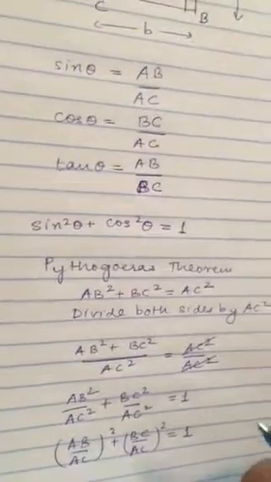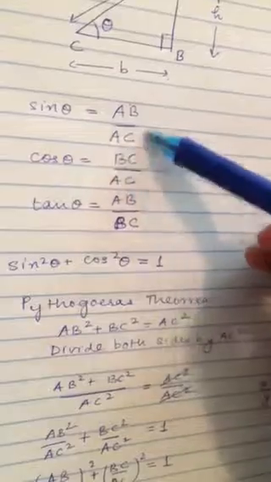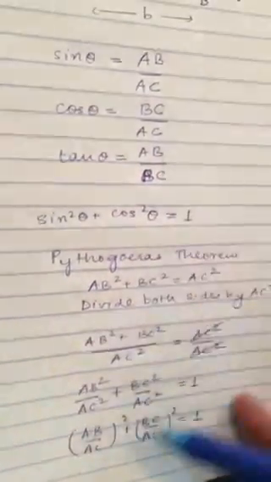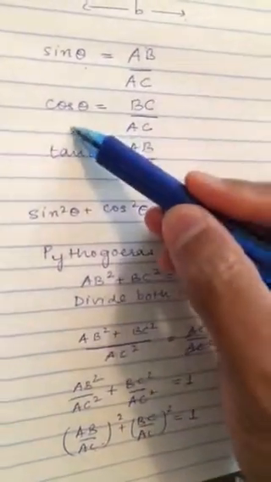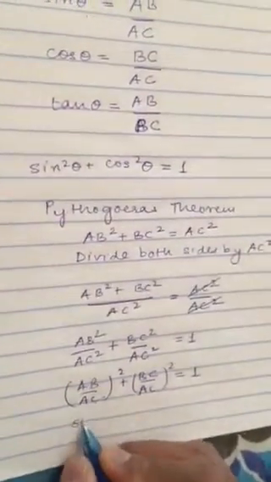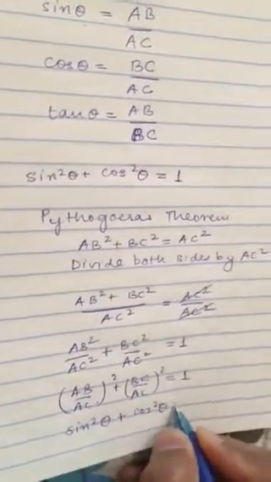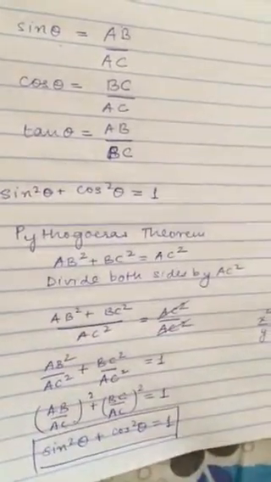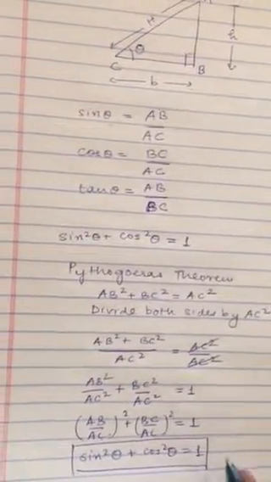Now let's come back to what we have studied so far. Sine theta is AB by AC, and we have AB by AC in this equation, so we can replace AB by AC with sine theta. And BC by AC is equal to what? We have cos theta, so we can replace it, and what we get is sine square theta plus cos square theta is equal to 1. Let me put it in a box to highlight that we have got the proven result. So this is all about the steps we have used.